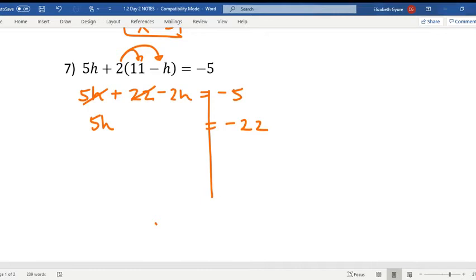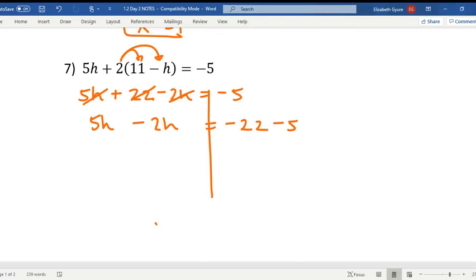Mason, what about that negative 2h? Yep, it is going to stay, so that's negative 2h will stay. And then Jesse, what about that negative 5? Is it good where it is on the right, or do we need to move it somewhere? Yeah, it is going to stay. Very good. Let's combine some like terms.